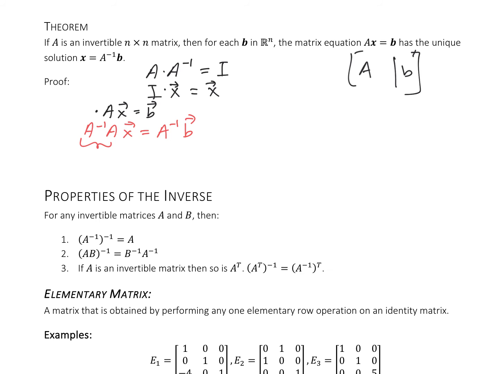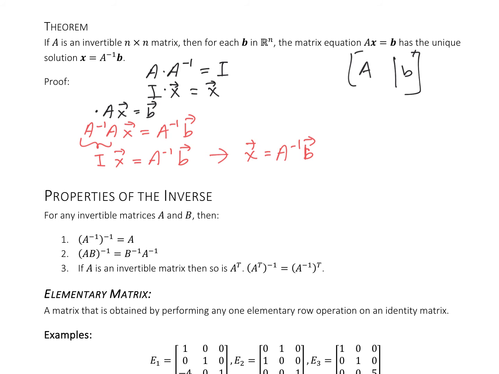This guy over here, we've determined is the identity matrix. And we've also determined that the identity matrix times anything is itself. So bada boom, bada bing, we get this guy right here. All right. Yay! It's beautiful. Absolutely beautiful.